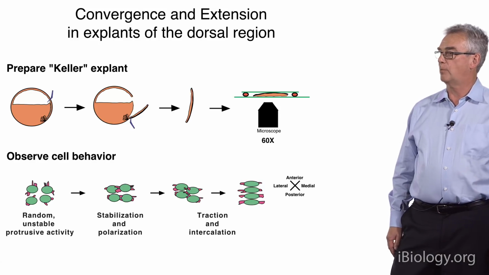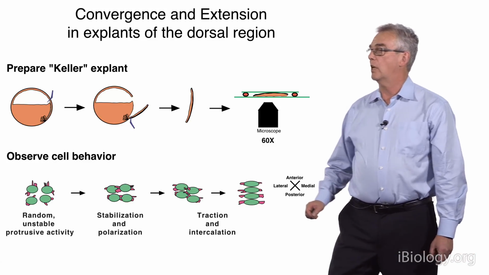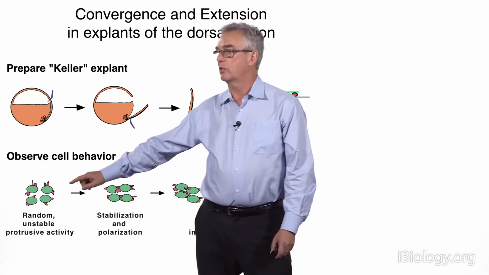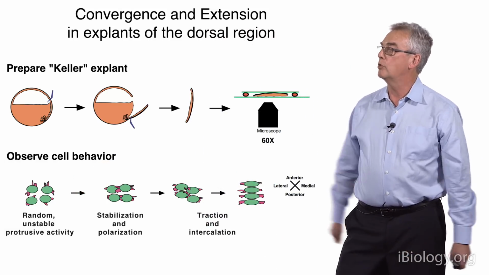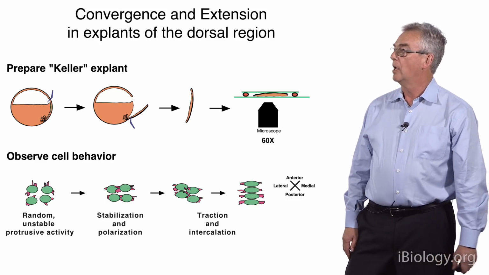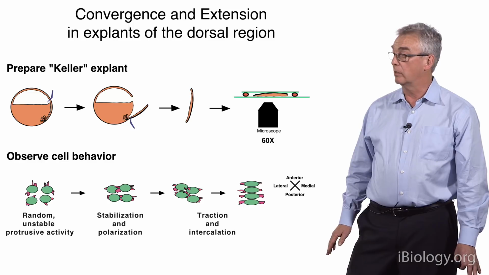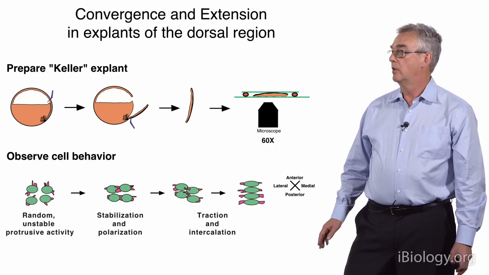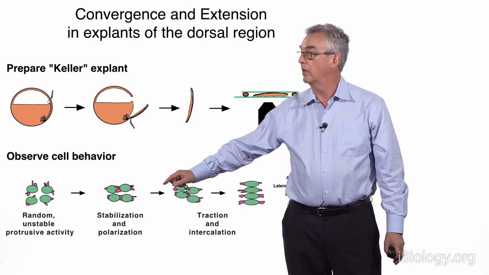Now, previous to this experiment, Ray Keller had already described the behavior of these cells. In particular, that at the onset of gastrulation, these cells put out these lamellipodia, these slabs of protrusion, in all sorts of directions randomly. But during the course of gastrulation, those cells become very oriented, mediolaterally, so that they're putting out the protrusions on their sides, their left and right sides.